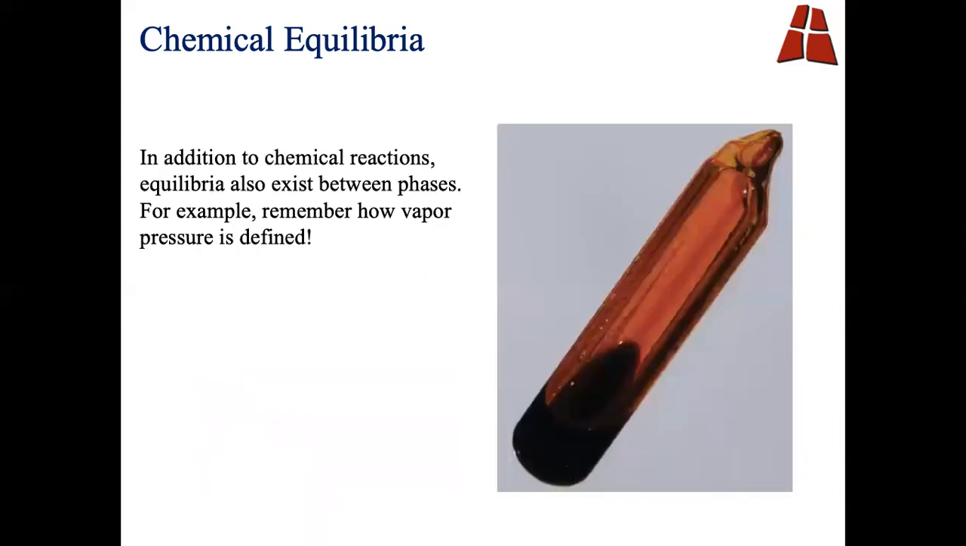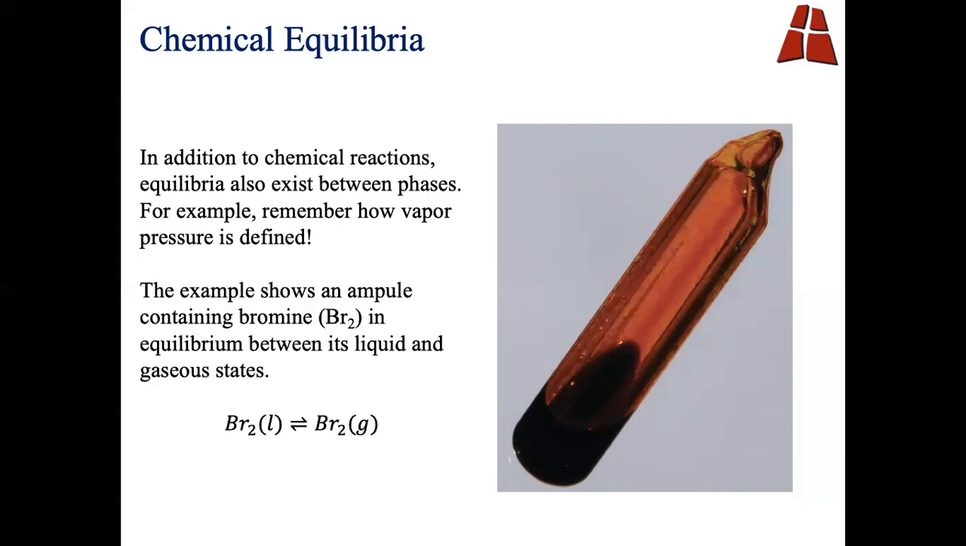Okay. And so in addition to chemical reactants, where we're going between our reactants and our products, equilibria also exists between phases of matter. And so if you think back to chapter 10, I guess, and how vapor pressure was defined, that is a term where we have reached a dynamic equilibrium between a gas and a liquid, vaporizing and condensing at the same rate. And so those are said to be in dynamic equilibrium.